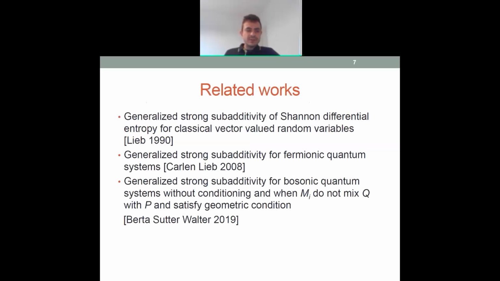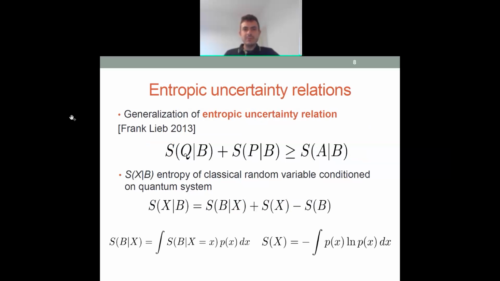Okay, so we have proved this new inequality. Let me say a few words about possible applications. First, let us consider the case where all the subsystems are classical. If all the subsystems are classical, this inequality provides a generalization of entropic uncertainty relations. In particular, it's a generalization of this entropic uncertainty relation proved by Frank and Lieb in 2013.